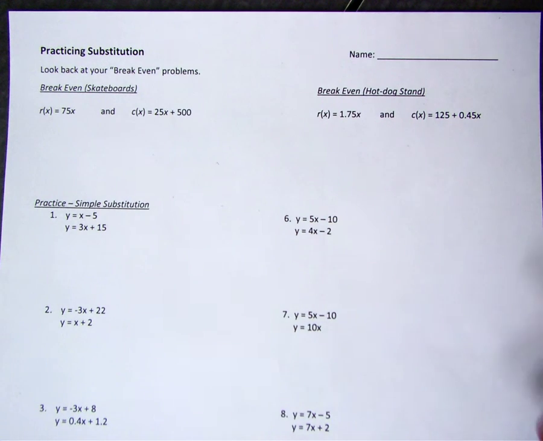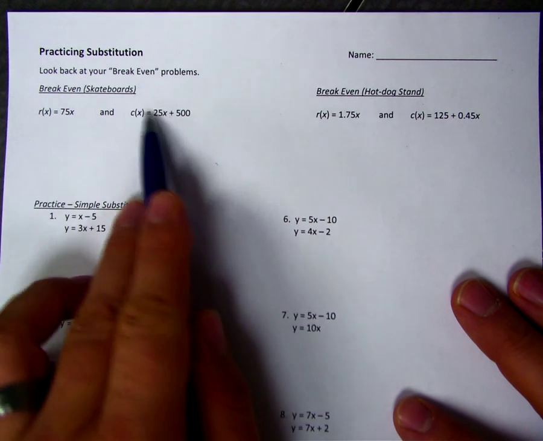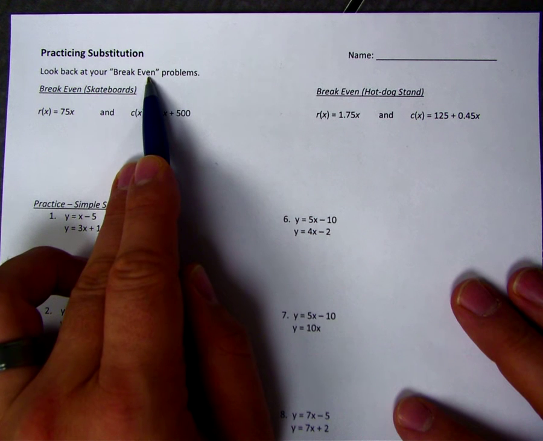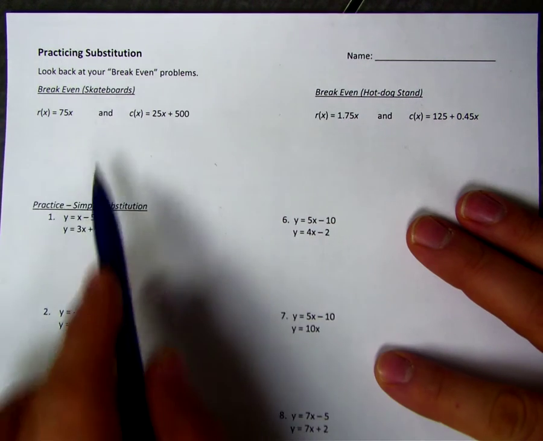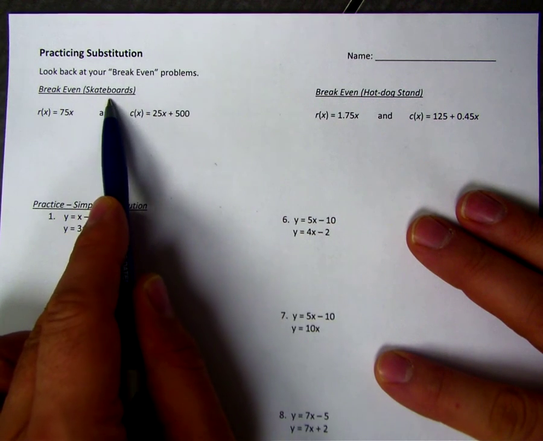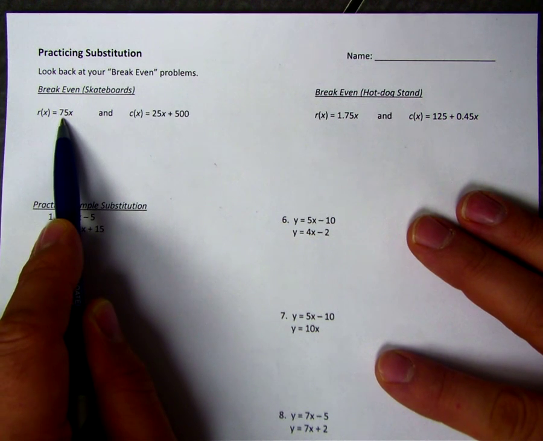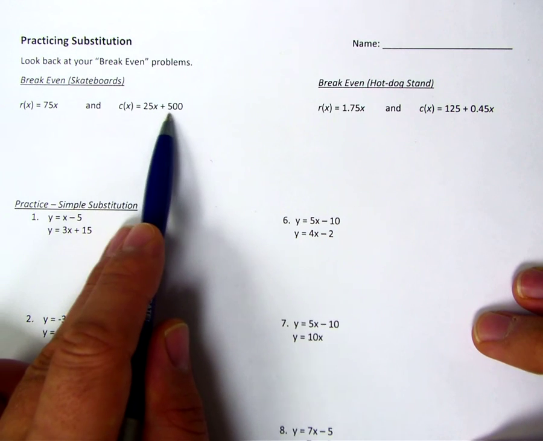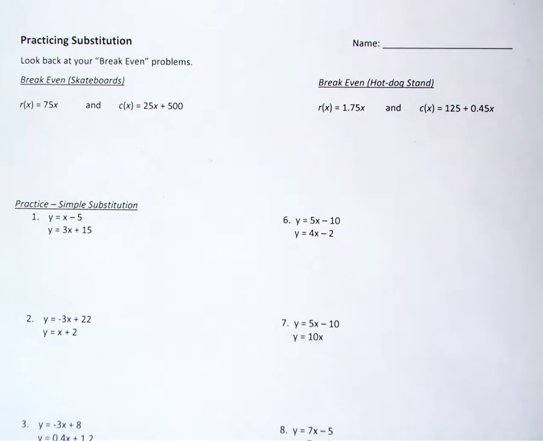Alright, let's go ahead and make sure you have this practicing substitution sheet out in front of you. Also, please make sure you have your break-even problem out in front of you. The break-even solutions for small businesses. So if you are looking at the break-even problem on the skateboard side, you should have gotten the revenue rule. R of X is 75X, and the C of X is 25X plus 500. If you don't have those sheets out in front of you, please pause it right here and make sure they're out in front of you.